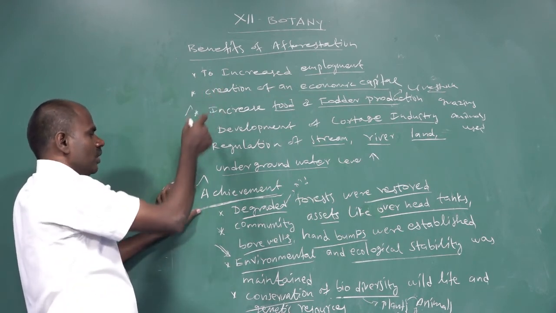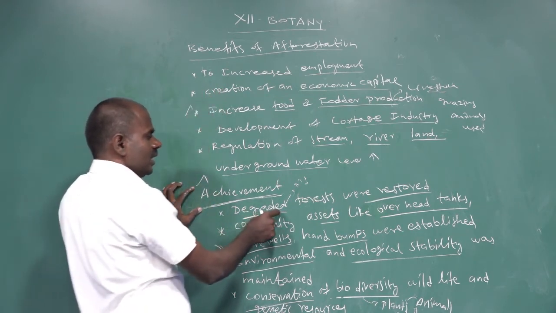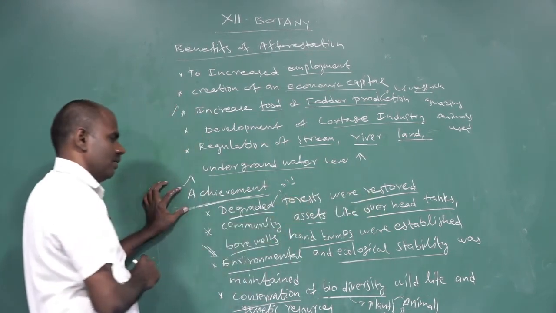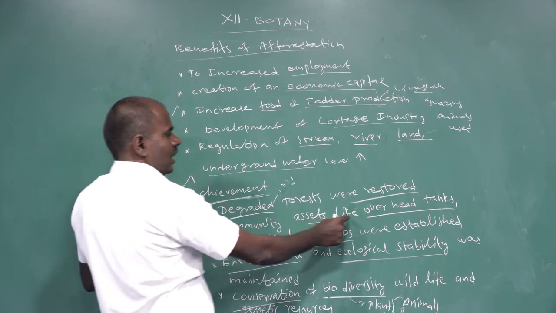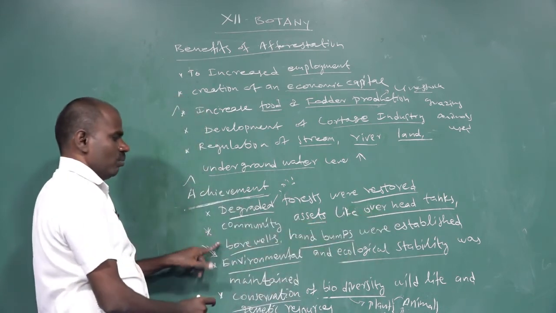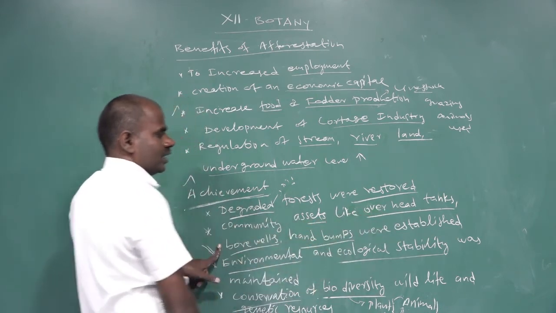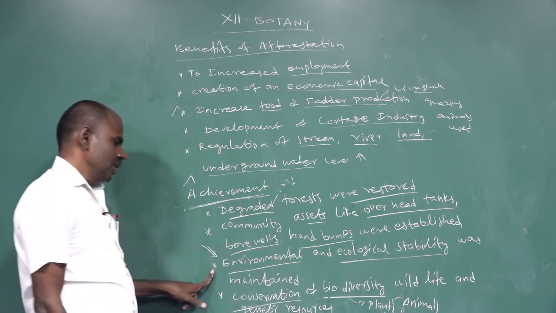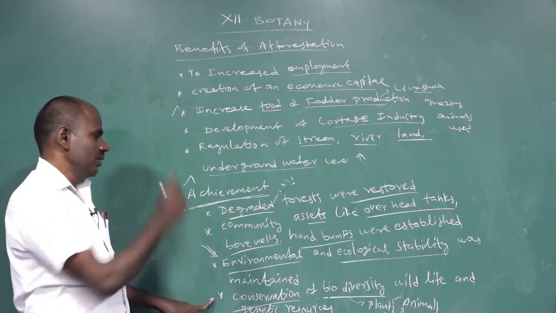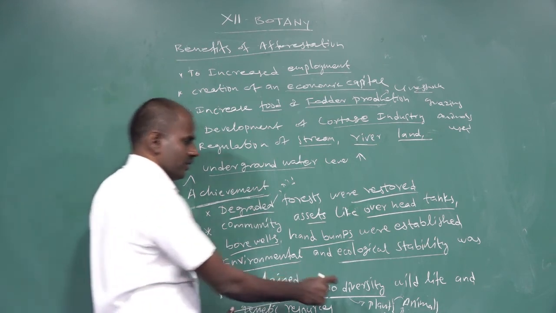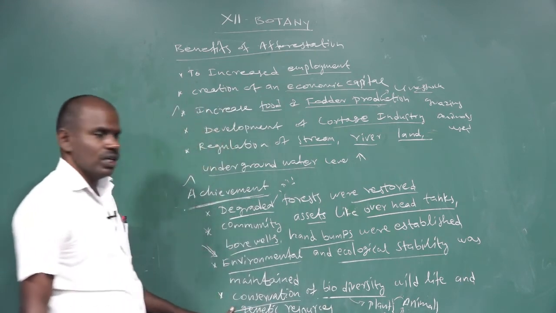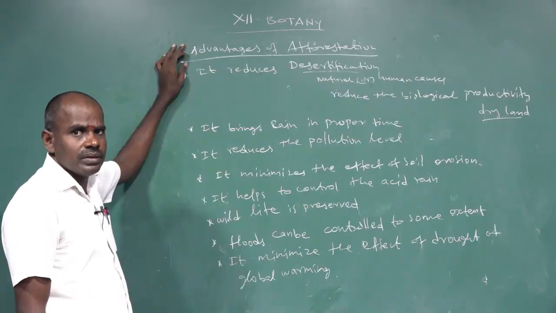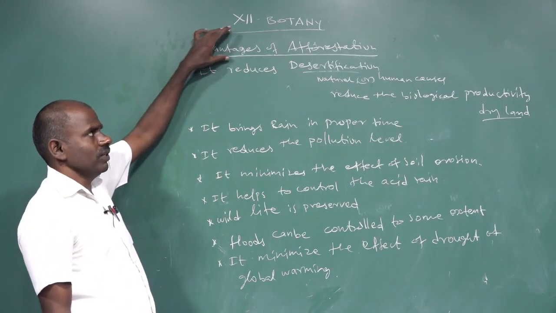What are the achievements of afforestation? The first one is that degraded or destroyed forest is restored to a higher forest level. Second, community assets like overhead tanks, borewells, and pumps were established. Third, environmental and ecological stability was maintained through afforestation, and the conservation of biodiversity, wildlife, and genetic resources was followed as an achievement of afforestation.